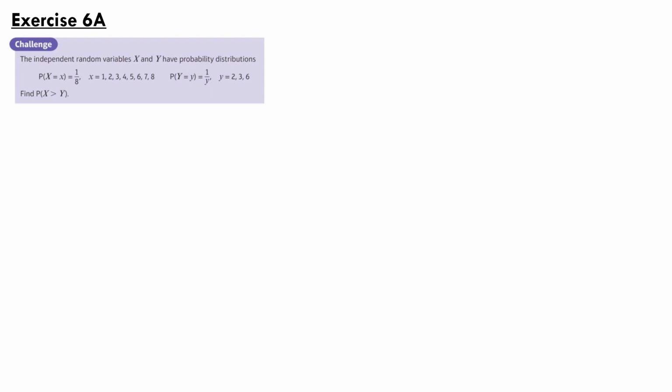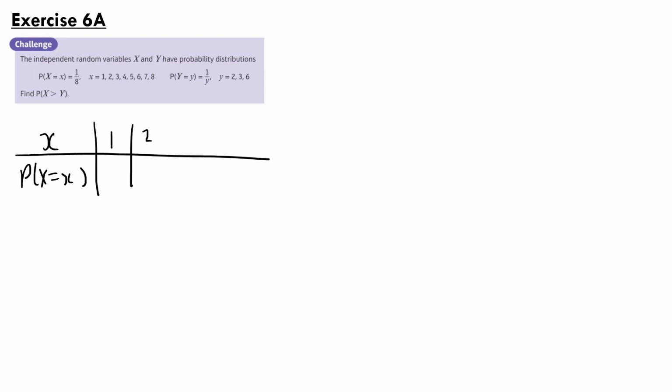So we can draw two tables showing the probability distributions for X and Y. Our first one for X will look like this, x on the top and the probability that X is equal to x on the bottom. So we have 1, we have 2 and so on, until we get 7 and 8 at the end, and we know they will all equal 1/8. And you'll see that that will add to 1.